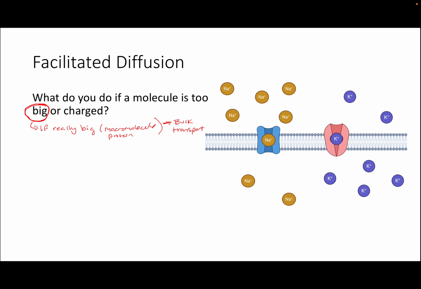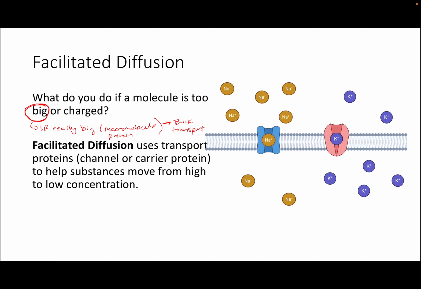But if we have something that's charged and/or just a bit too big to get through the membrane on its own, so something charged or, I guess we'll say, medium-sized, then we're going to use facilitated diffusion to get the materials across. Facilitated diffusion is going to use the assistance of either a channel protein or a carrier protein to move the substance still from high to low concentration. So in this picture, we can see that the sodium ions are in a high concentration on this side of the picture. There's a lower concentration here of sodium. So knowing that, think to yourself for a second, what direction would the sodium go? Diffusion is always from high to low. So we would expect the sodium would flow this direction.